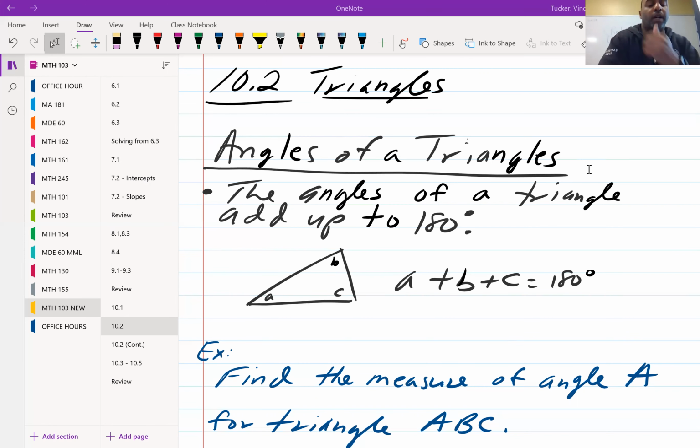Last class, we knocked out 10-1. So today we'll look at 10-2, starting off with triangles. It says the angles of triangles add up to 180 degrees. So if you have a triangle, then that will always be the case. The angles in your triangle will add up to 180.